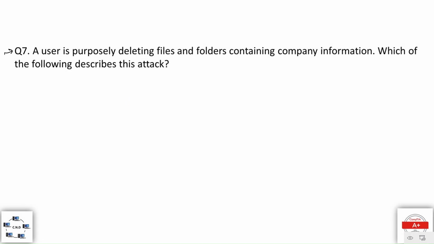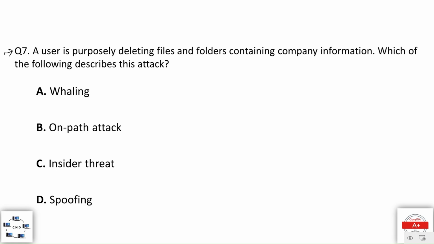Question number 7. A user is purposely deleting files and folders containing company information. Which of the following describes this attack? And the options are option A, whaling, option B, on-path attack. So the on-path attack was previously known as man-in-the-middle attack or MITM, option C, insider threat, and option D, spoofing.